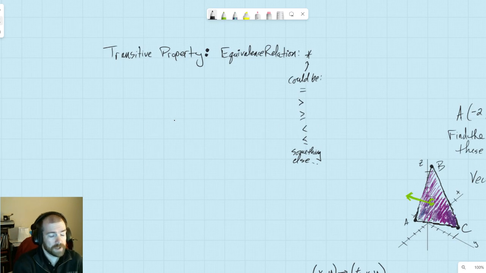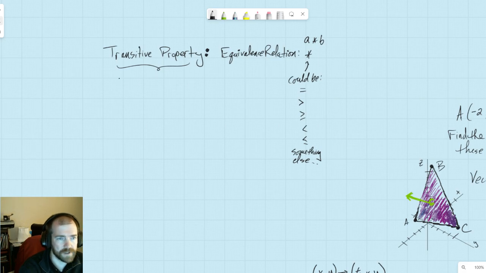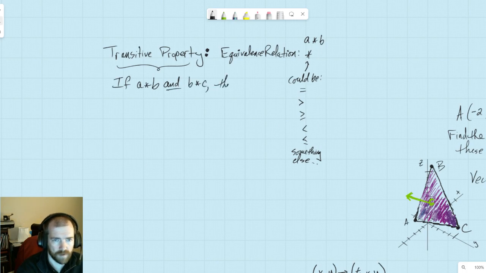So we don't know what it is, but it's an equivalence relation. It shows that there is a relationship between these particular values. So usually it's like A star B. So transitive property specifically says if A star B and B star C, then A star C.